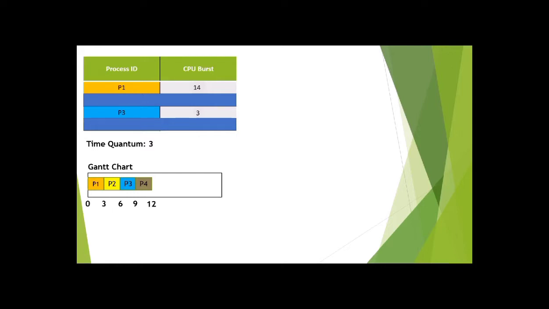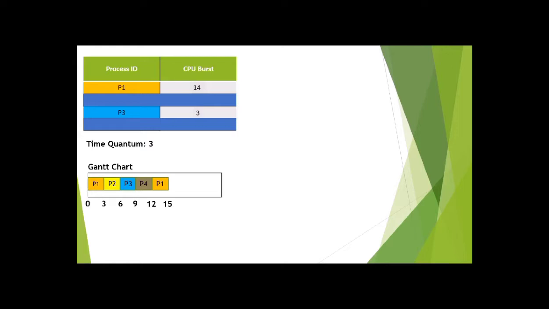So next is P1 ulit. Ayun yung tinatawag na round robin. Babalik lang ulit sa umpisa. So P1 ulit. At natapos siya ng 15. Bawas ulit natin sa kanya. 14 minus 3 is equals to 11.